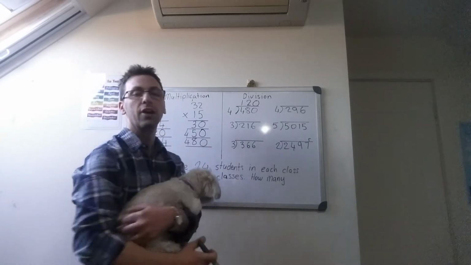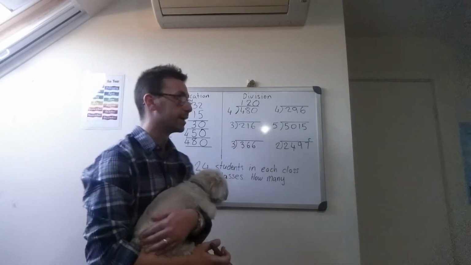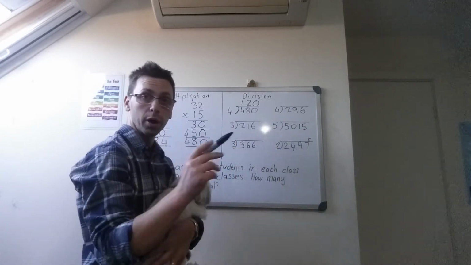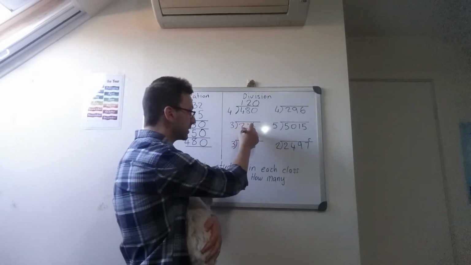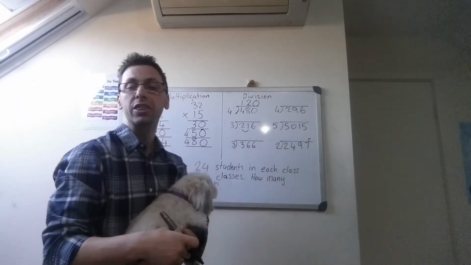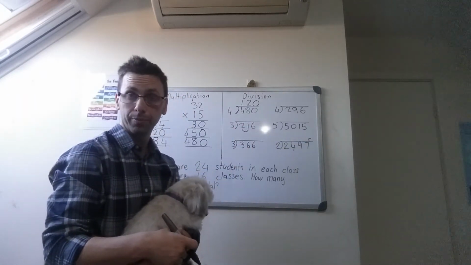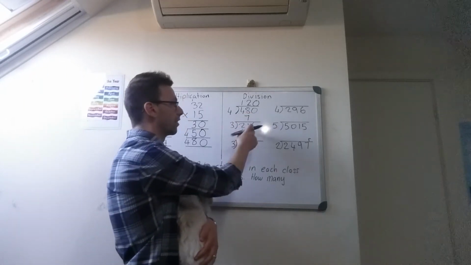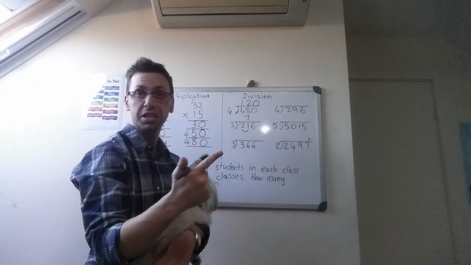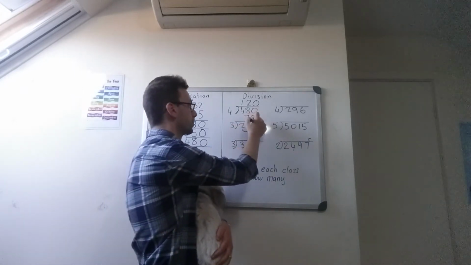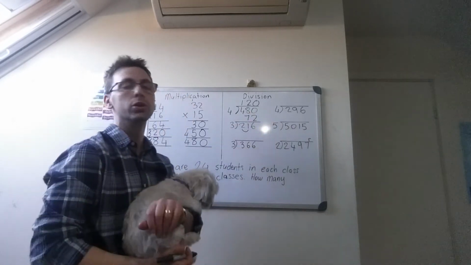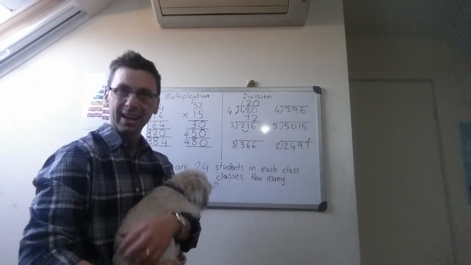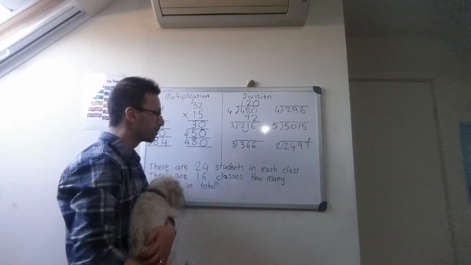Let's go to another question. How many 3s are in 216? How many 3s are in 2? 0. So what do we have to do? Connect it to the next number. How many 3s are in 21? 7. How many 3s are in 6? 2. 3 times 72 equals 216.